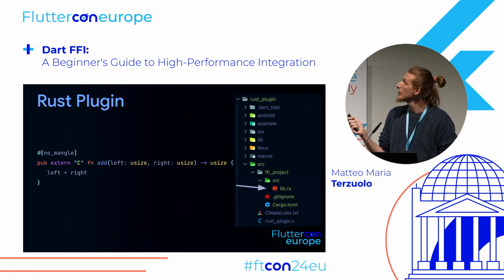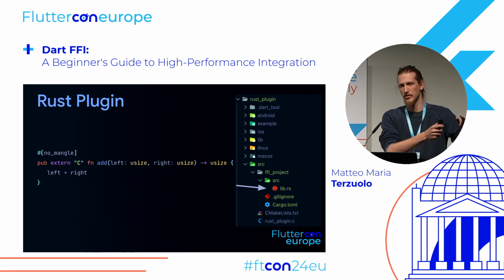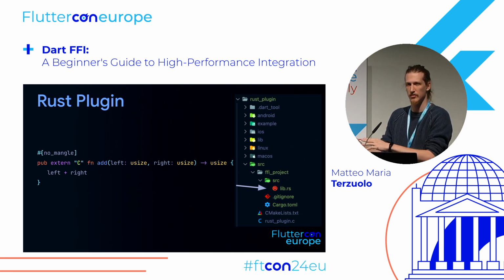And also the pub extern "C" is going to tell that we're going to use it with a compiled C version of our function. You have to keep in mind that every function that we are going to use with FFI needs to be compatible with C. So we are always using C headers to translate to Dart, okay?